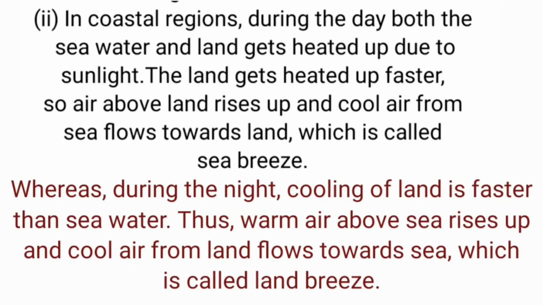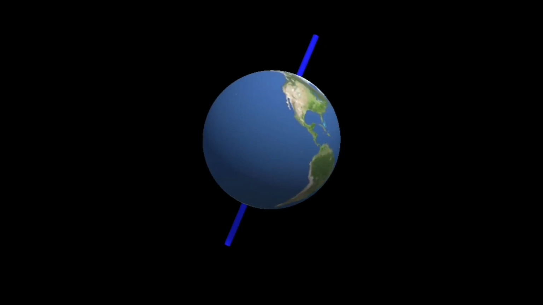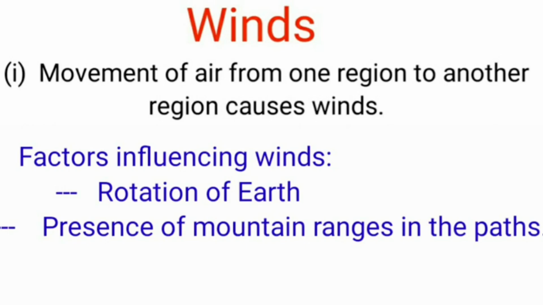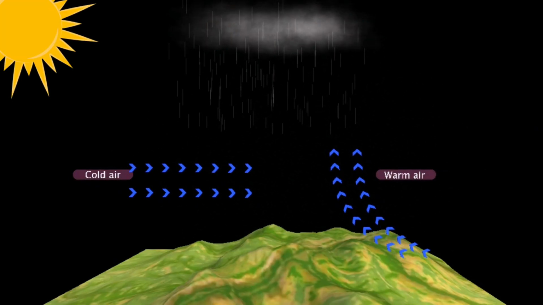Other factors that influence the winds are rotation of the earth, presence of mountain ranges in the path of winds, cyclones, thunderstorms, etc. Next is about rain. What are the causes of rain?